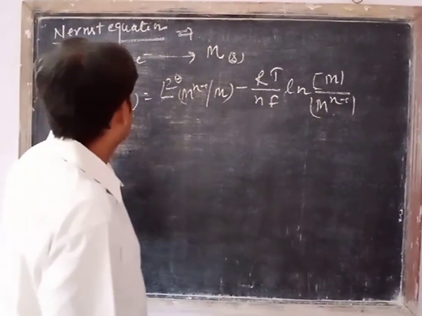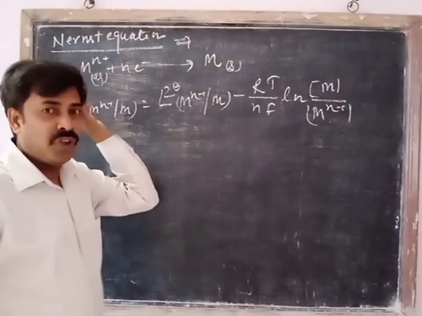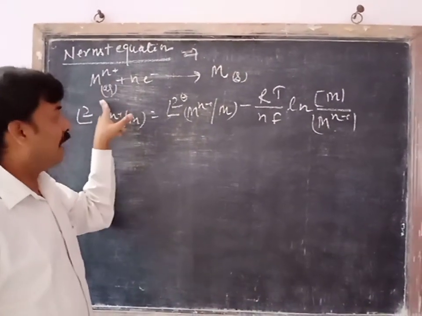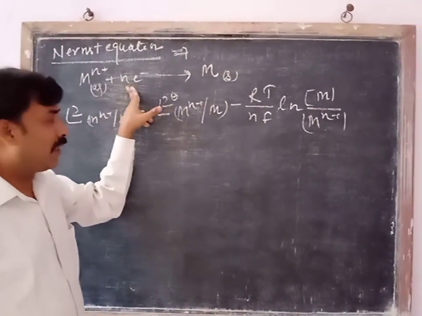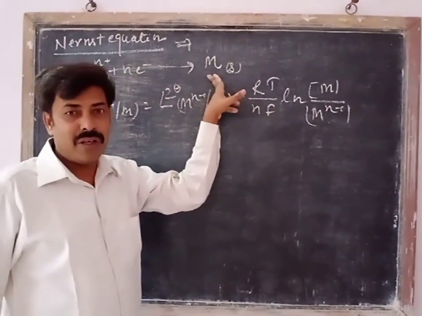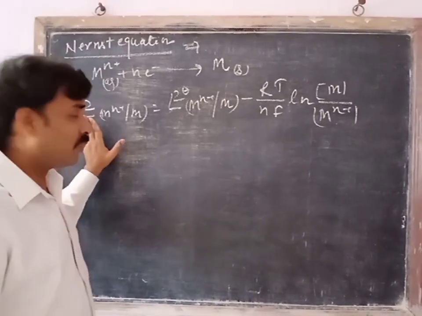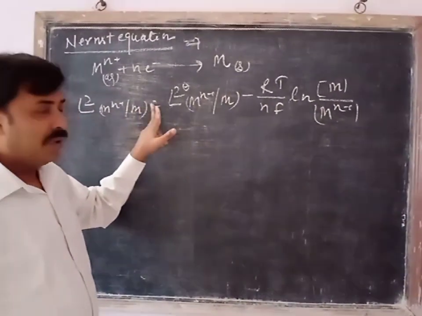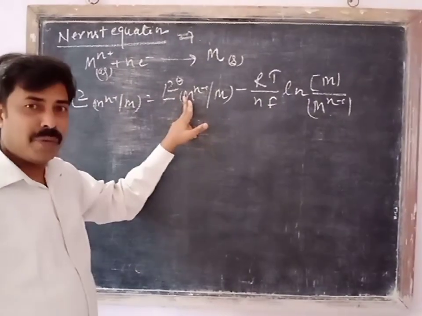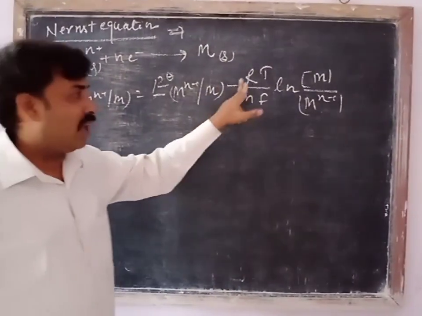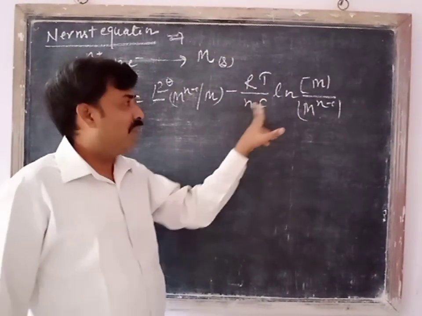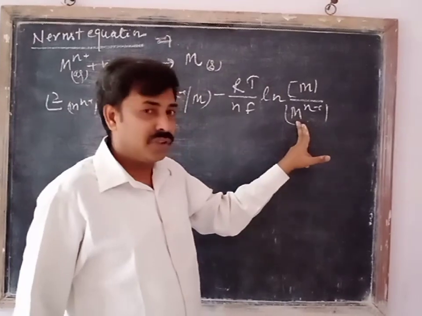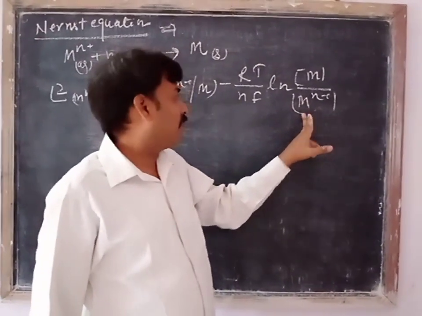So here we are seeing the Nernst equation. If any electrode reaction is M^n+ in aqueous condition, by gaining n electrons it turns into the metal atom. For that, the Nernst equation is E(M^n+/M) = E°(M^n+/M) − RT/nF ln [concentration of metal / concentration of metal ion].